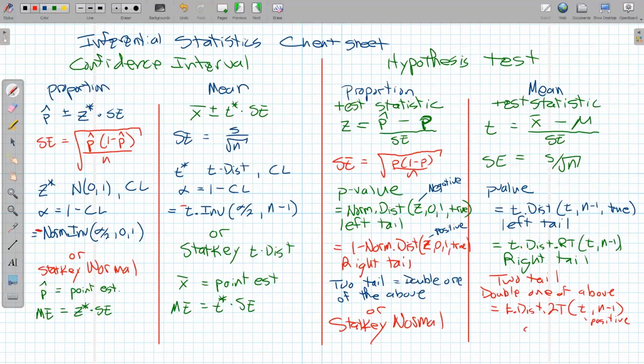Or we could use StatKey. T-dist. All right, so that's that, almost exactly the same as the page before. I wrote things a tiny bit different, but a little explanation going with it. So this is what we've been doing for the last few weeks, spreadsheet formulas and a little bit about StatKey. Next, we need to do a couple of examples of this for review.